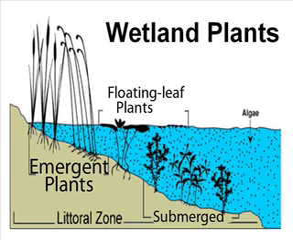Let's take a look at the types of wetland plants again. There are four categories. Living on the edge of the wetlands and not in this slide are the riparian plants. On the edge of the water are the emergent plants, which are the cattails. Living underneath the water are the submerged plants. And floating on the water are the floating leaf plants.